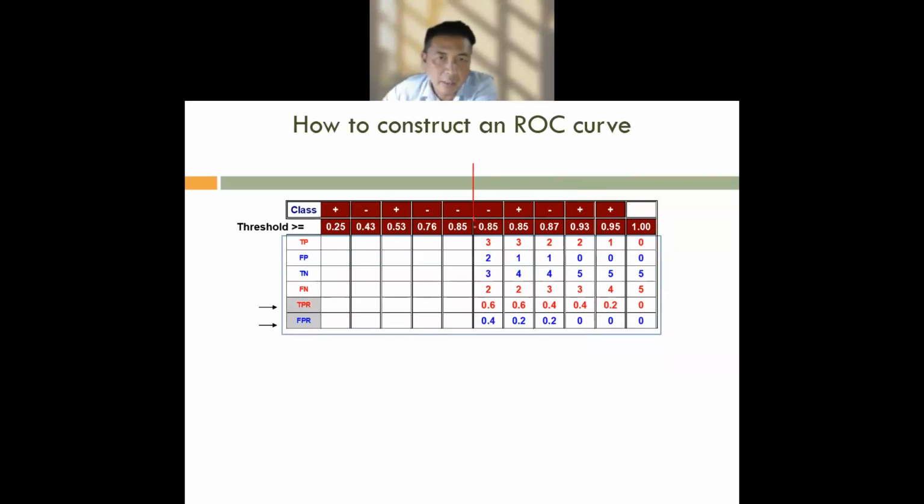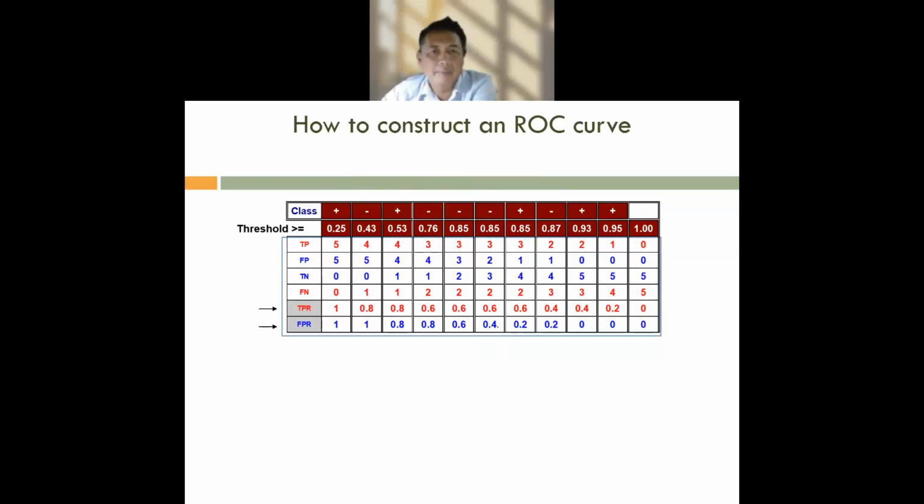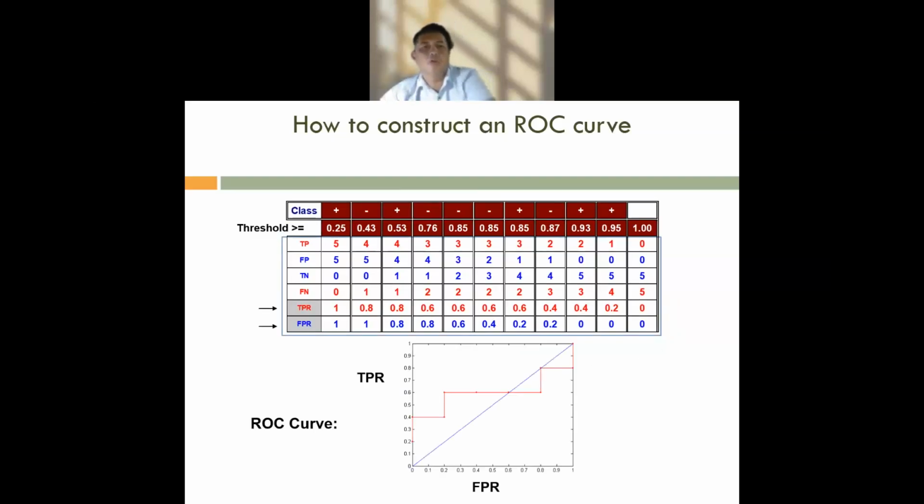For example, like this, if we are here, we have true positive 3, and then we have false positive 2. Over here we have 3 true negative and 2 false negative. Then we can compute this. So we will complete this until here. Based on these two values, we can plot them. So this is the plotting that we have. Now we can compute the area under the curve.